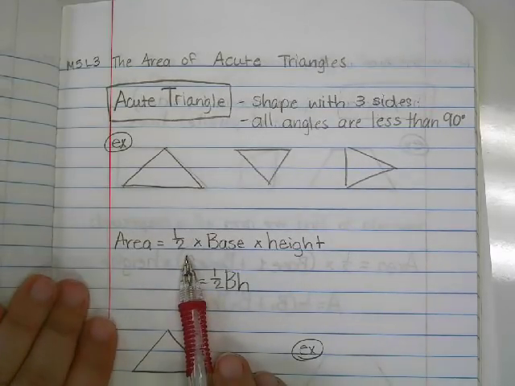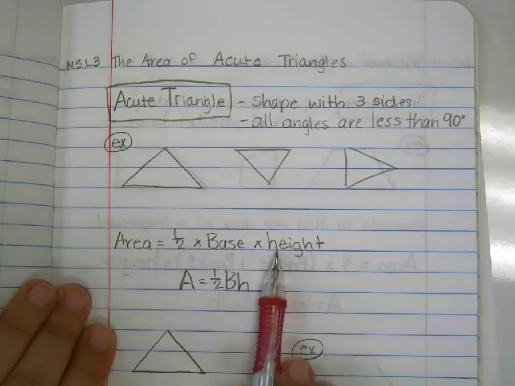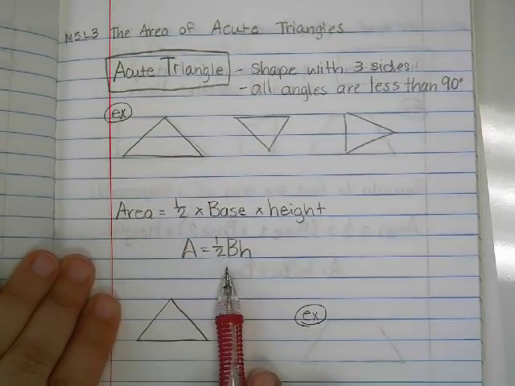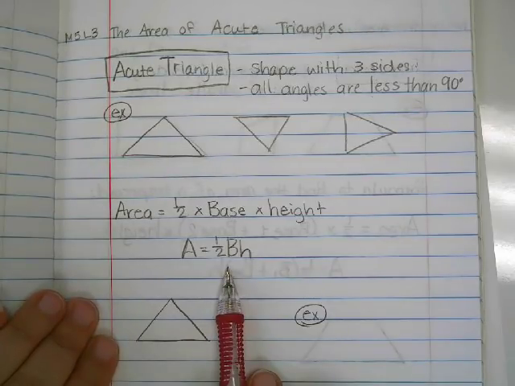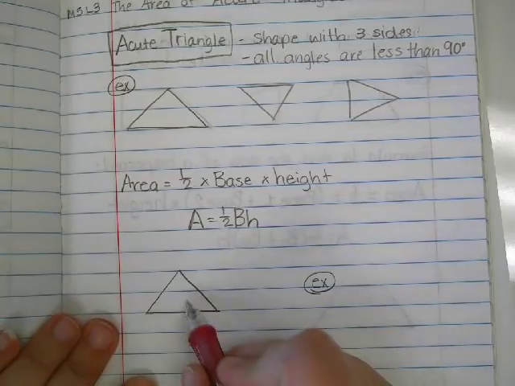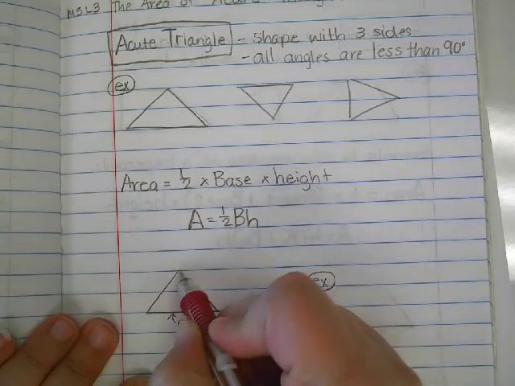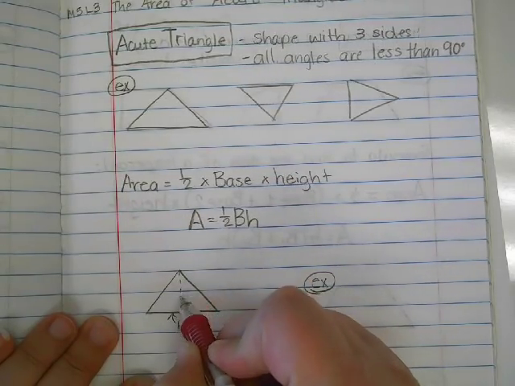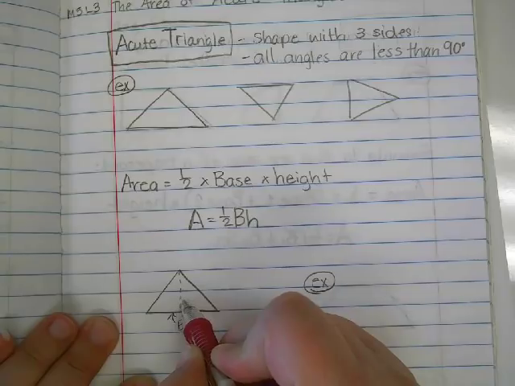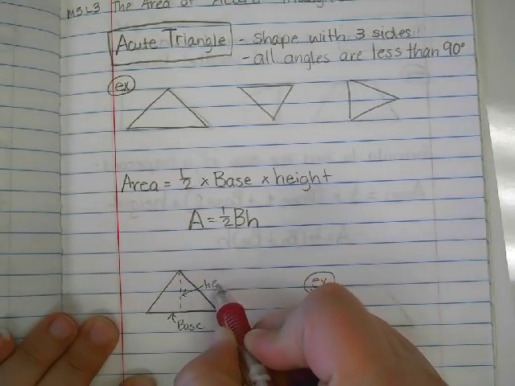To find the area, we're going to stick with our same formula, 1/2 times base times height, and we abbreviate that as A equals 1/2 BH. For an acute triangle, the base is the same, and then the height will be drawn in and will be indicated usually by a dotted line.